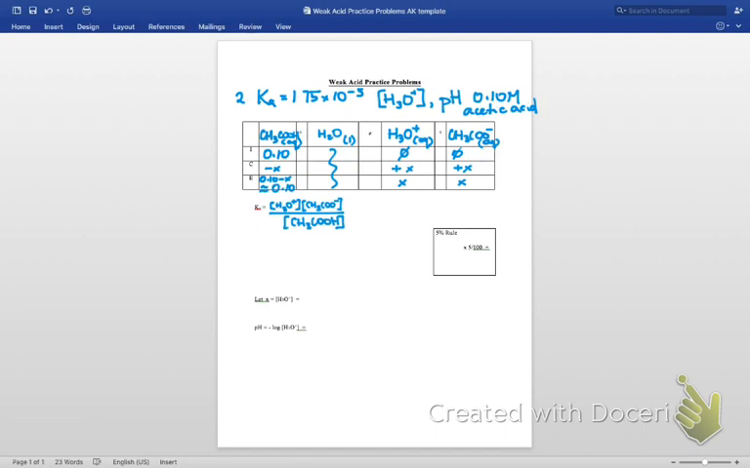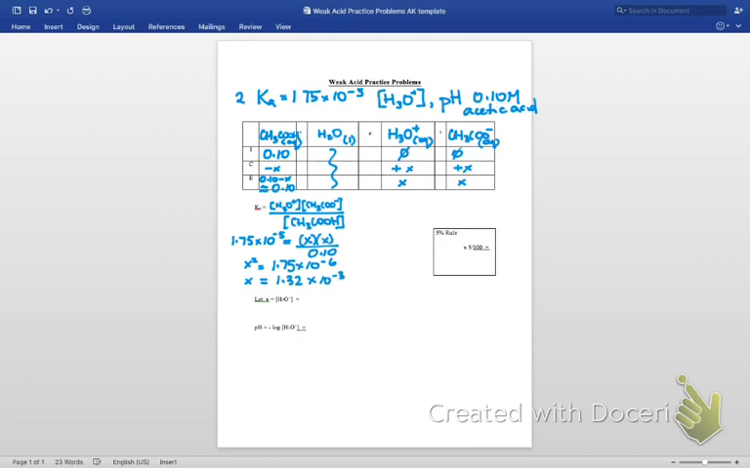And putting in the numbers, 1.75 times 10 to the negative 5 is going to be equal to X times X divided by 0.10. X squared then is 1.75 times 10 to the negative 6, which gives us a value of X of 1.32 times 10 to the negative 3.